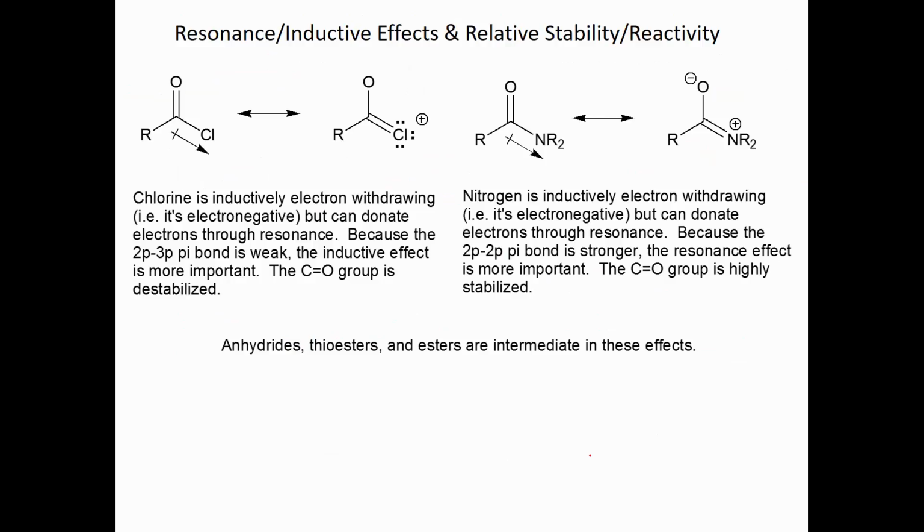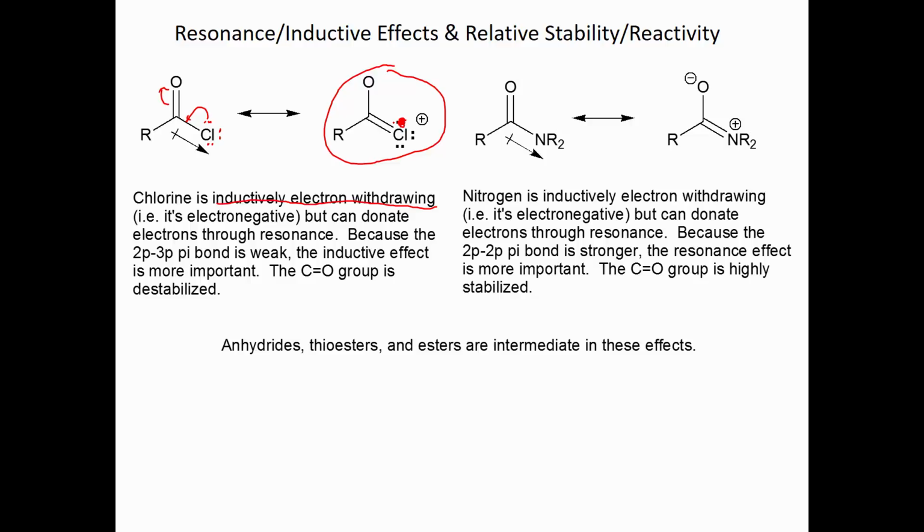What's the origin of this relative stability? Chlorine, shown here, is inductively electron withdrawing. We say that because it has an electronegativity that's higher than carbon. But it does have lone pairs that can interact with the carbonyl group to some extent. So we can draw the resonance structure right here. Actually, that has too many lone pairs, so let's get rid of that extra lone pair.